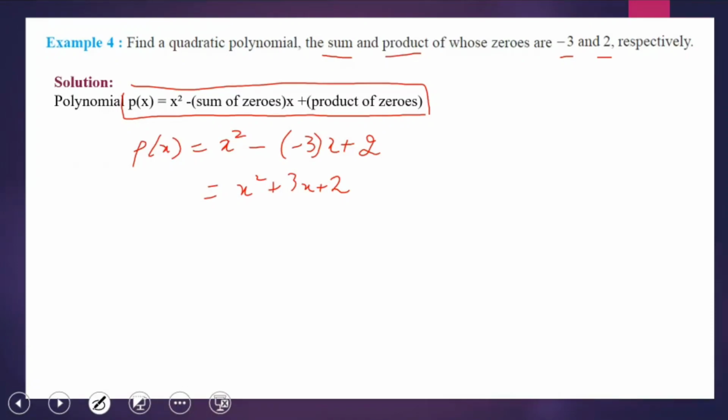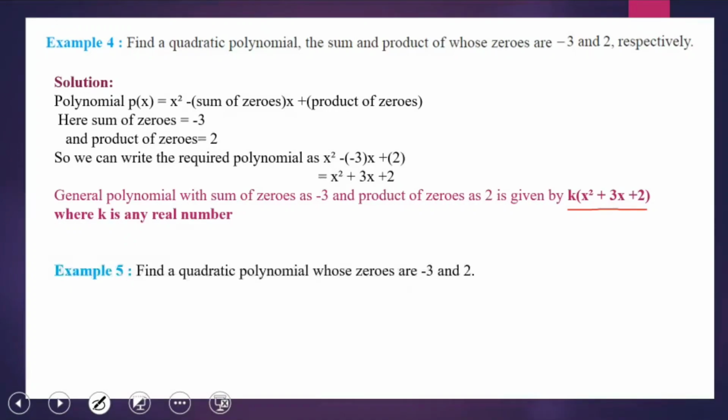Now, when I multiply this polynomial by any real number, that polynomial will also have the same zeros, with the sum of the zeros being minus 3 and the product 2. So a general form of the polynomial is given by p(x) is equal to k times (x square plus 3x plus 2), where k is any real number.